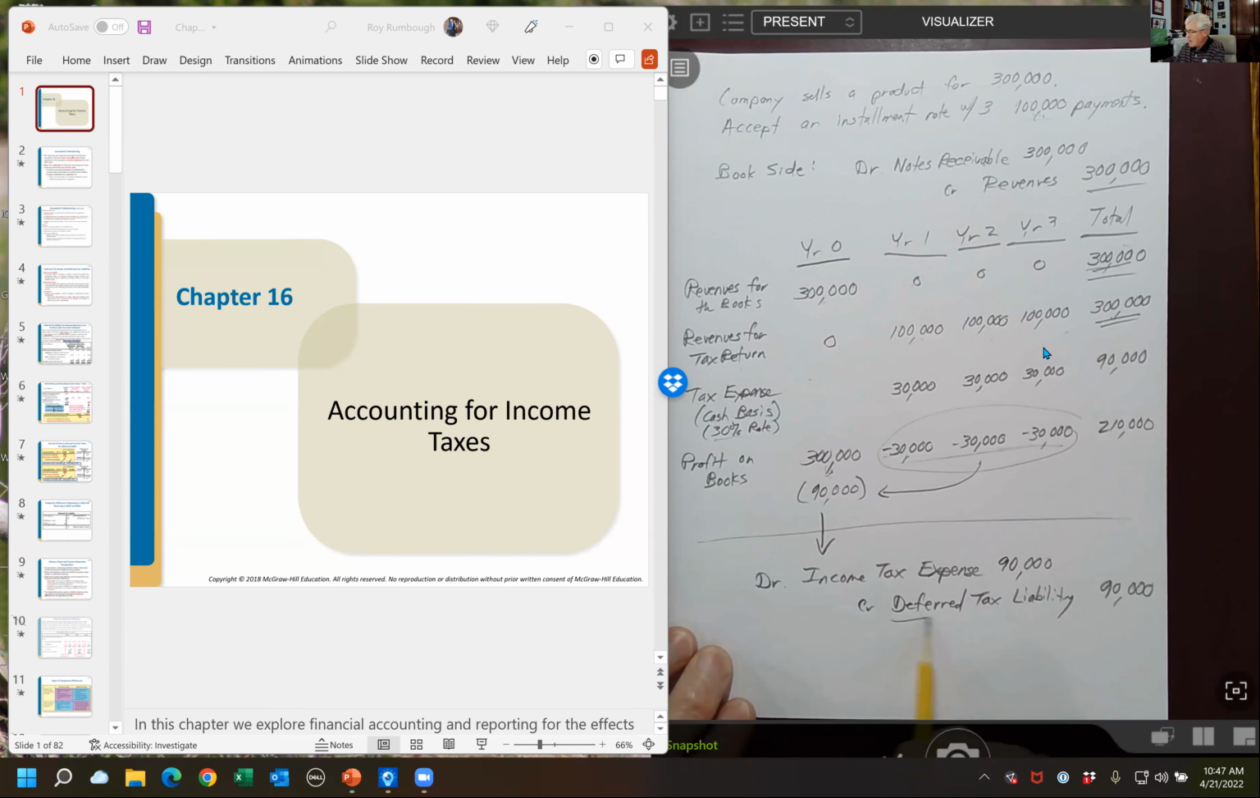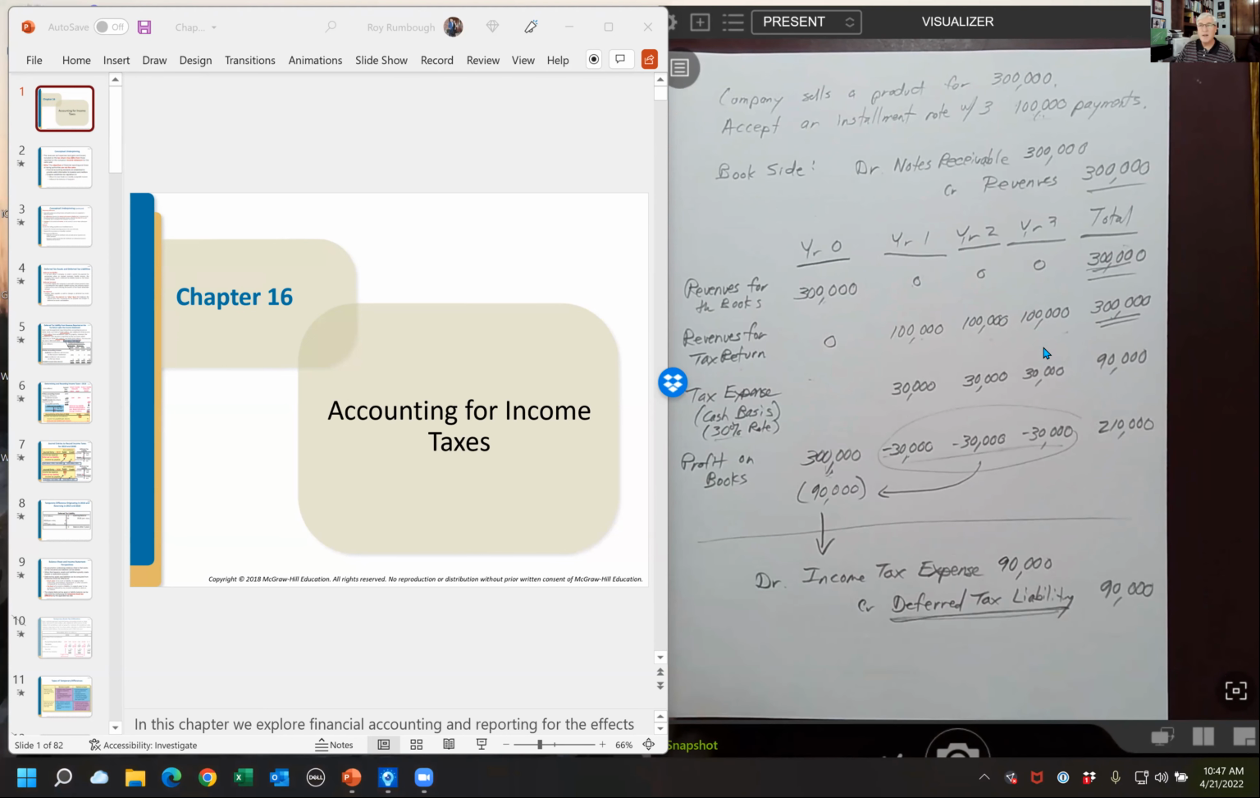And so, hey, here's your first kind of term right here. And that's what's called a deferred tax liability. Means we're going to have future taxable amounts that are related to things in this year.